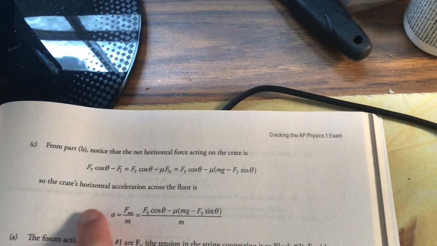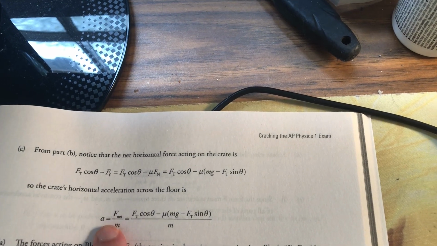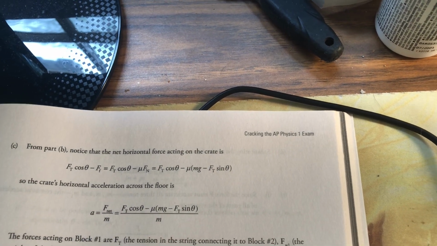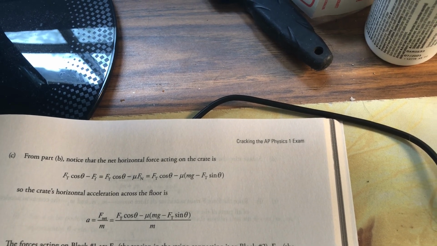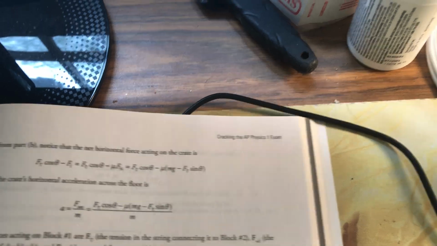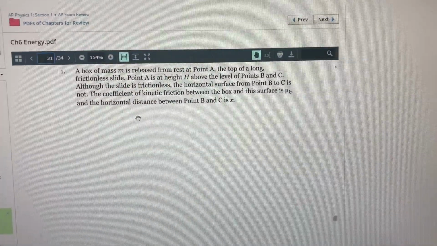We have written the acceleration of the block using Newton's second law in terms of the forces and the mass and gravity and all the things that we have there. All right, so that is our forces. Now, chapter 6 is energy.